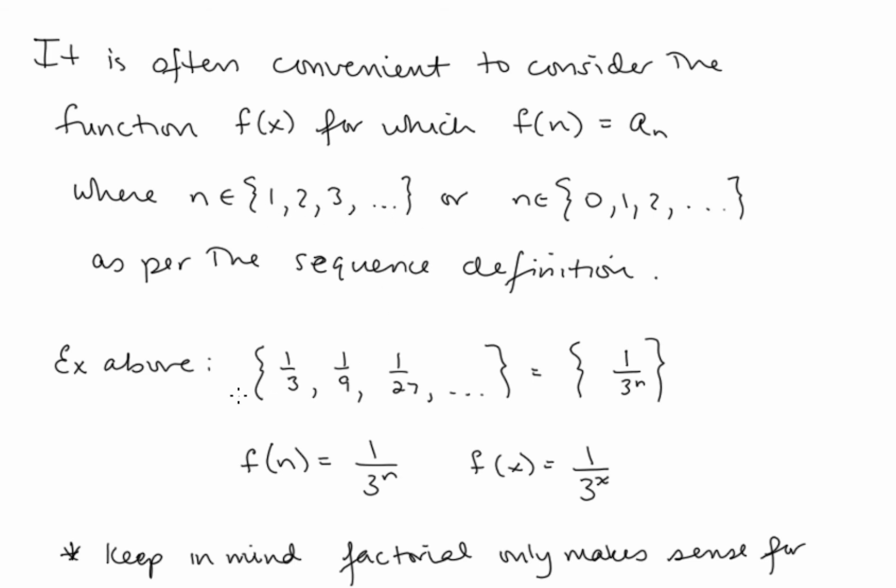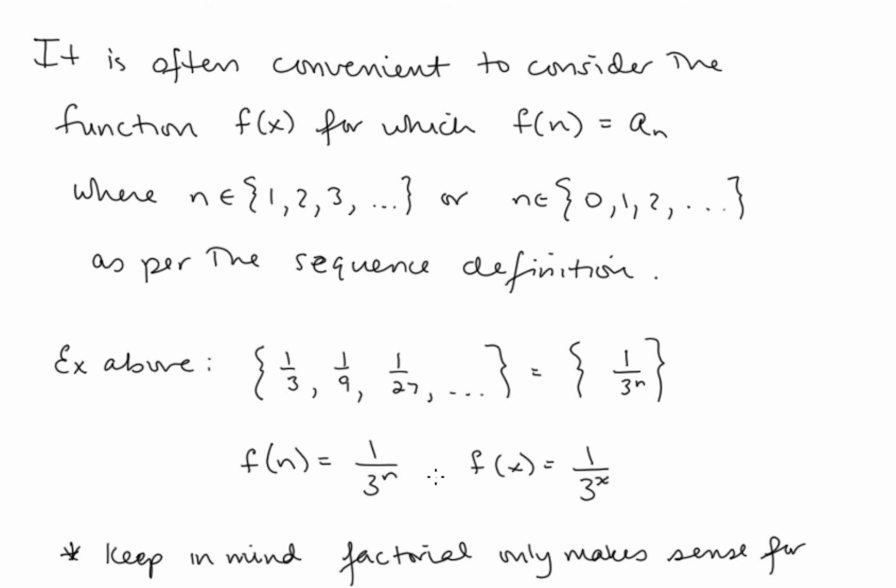So for example, the sequence we had above, 1/3, 1/9, 1/27, we said that we can write that as 1 over 3 to the n. So f of n is 1 over 3 to the n. What would that look like as a function of real numbers? F of x is 1 over 3 to the x. Because we're so used to studying functions of the real numbers, we're much more comfortable with f of x than we are with 1 over 3 to the n. So it's often convenient to talk about the function as if it was a function of the real numbers, even though we know the sequence elements are only what we get when we plug in these positive integers.